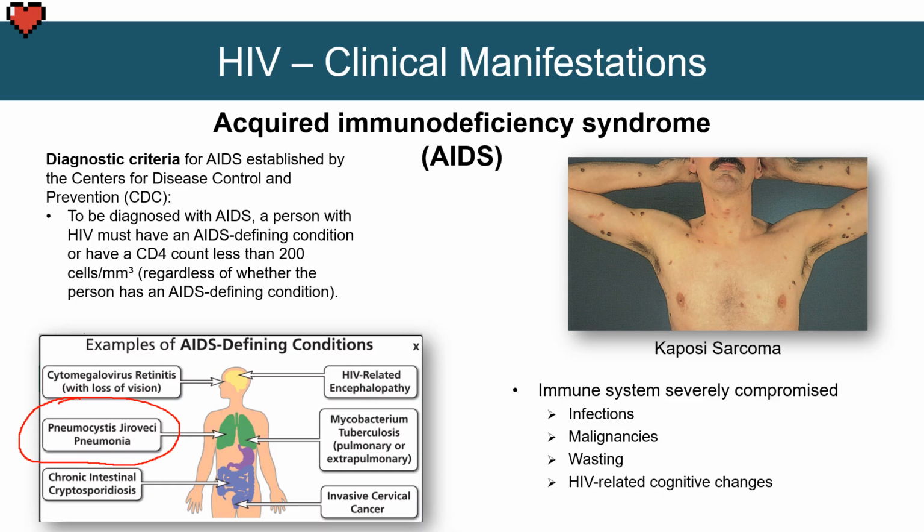Skin lesions, like Kaposi sarcoma, are commonly seen when you're in the final stages of AIDS. This is when the immune system is severely compromised. These patients will have recurrent infections. They're going to get cancer. They're going to have muscle wasting and other age-related cognitive changes.